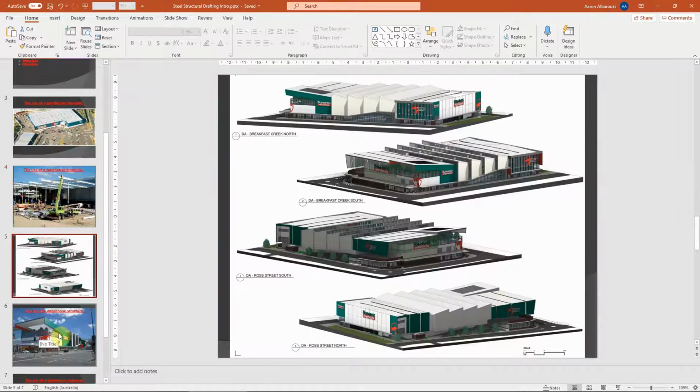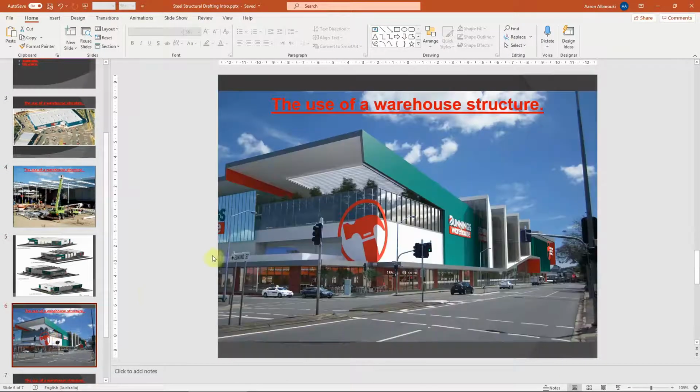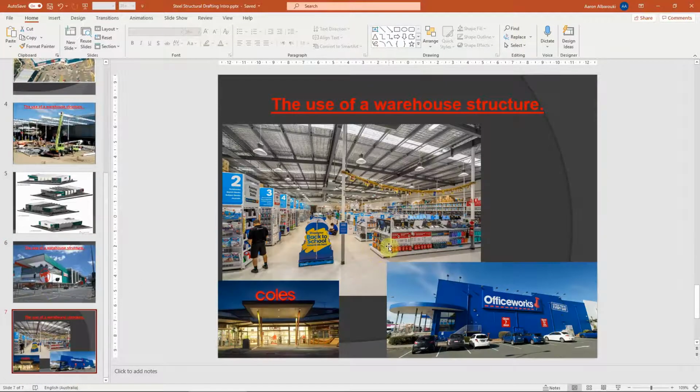If you notice, especially after this lecture, I'm sure you'll notice it later on, when you go around to most shopping centers, Bunnings warehouse, it doesn't have to have warehouse in the name to be able to say this is a warehouse. Coles is a warehouse. Officeworks is a warehouse. Most commercial buildings usually require large open space, as you can see here, inside most shops we have larger open space with minimum obstacles in the way.